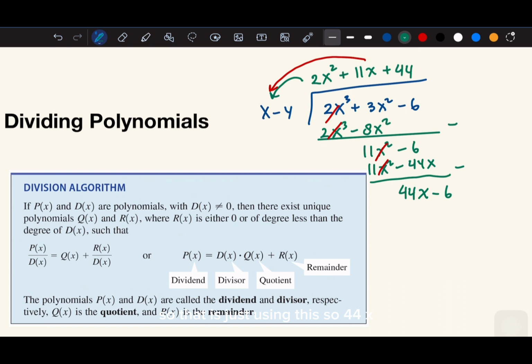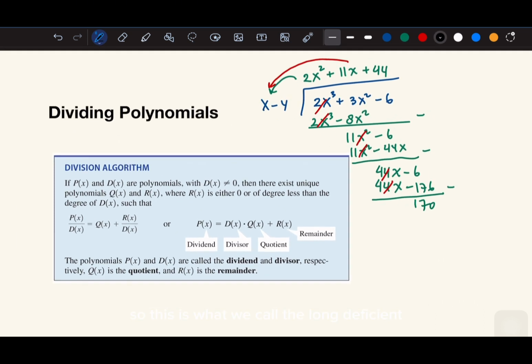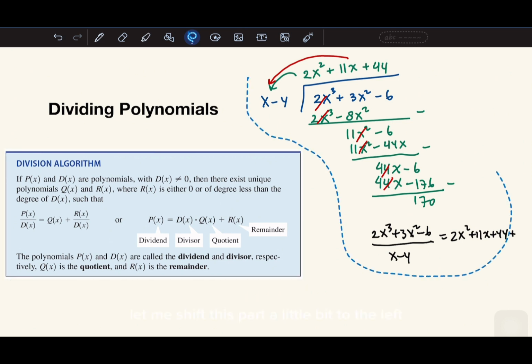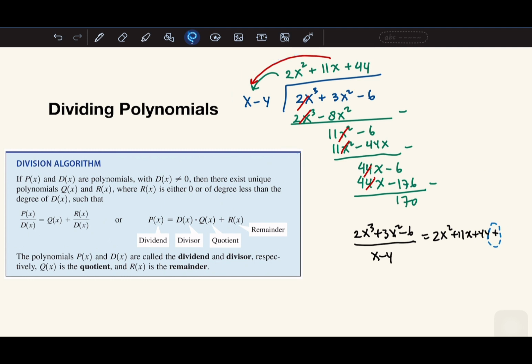So let's just use this. 44x times 4, 176, right? 176. Wow, really ugly. So this is what we call the long division. Now we can write 2x cubed plus 3x squared minus 6 divided by x minus 4 as 2x squared plus 11x plus 44 plus 170 over x minus 4.